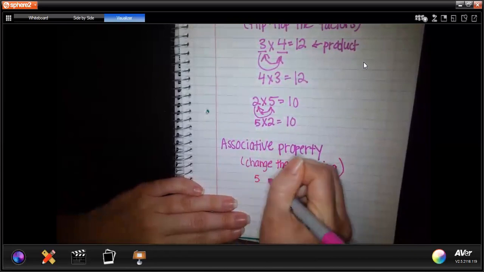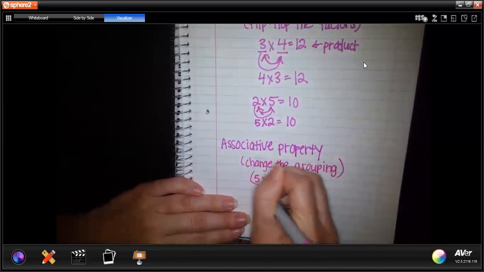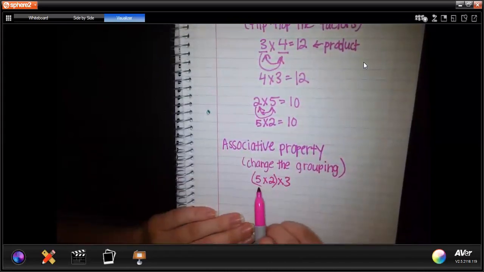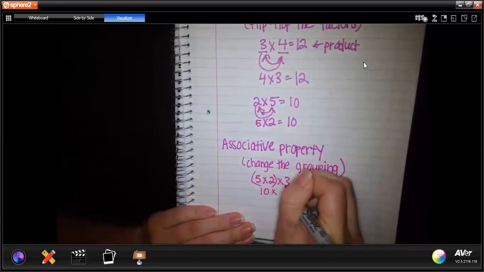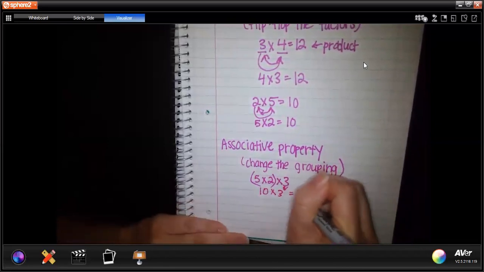Meaning, we have 5 times 2 times 3. Our parentheses start around 5 times 2. So we know 5 times 2 is 10. And then we bring down the 3 and we multiply 10 times 3, and our product is 30.